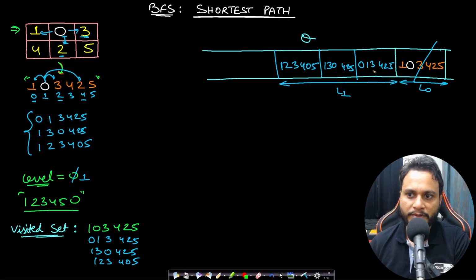I'll try to do all possible swaps. So if you see this 0, 1, 3, 4, 2, 5, what is the state? 0, 1, 3, 4, 2, 5. Fine. If this is the state, then you know that 0 has two possible swaps here, right? So you pop it out and you try to do these two possible swaps.